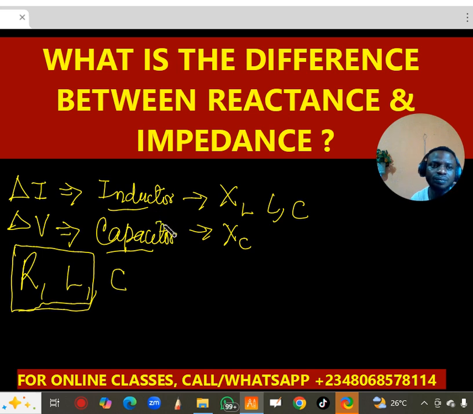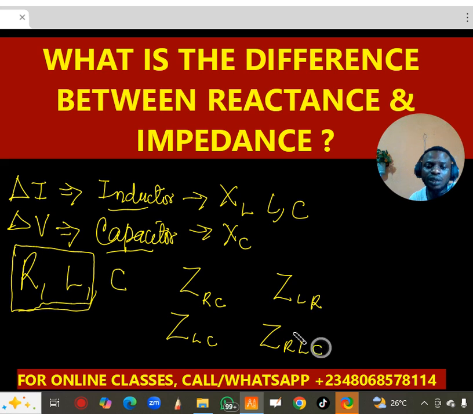Because of that, we can have an impedance from an RC circuit. We can have an impedance from an LC circuit. We can also have an impedance from LR circuits. We can as well have an impedance from RLC circuits if all the components are present in that circuit. So impedance is the overall opposition to the flow of current, or the change in current or change in voltage in an AC circuit.